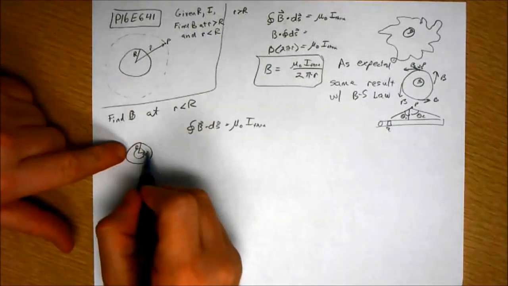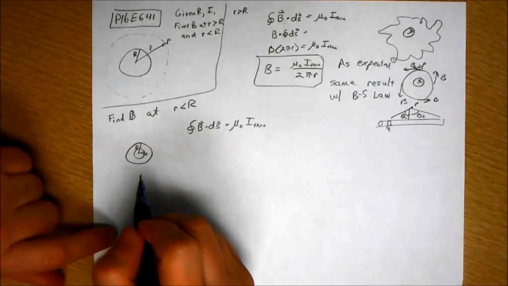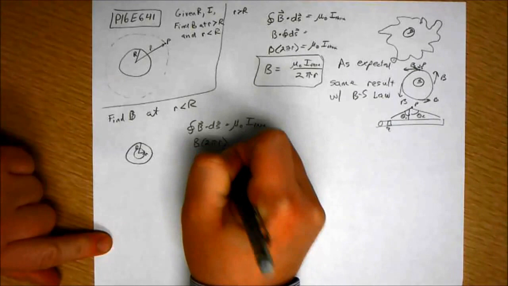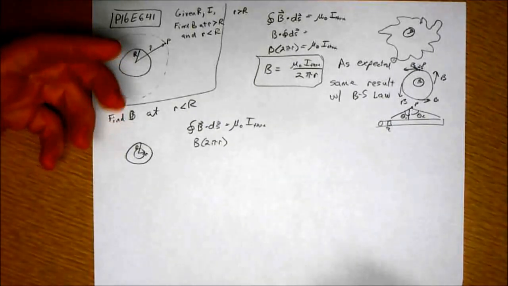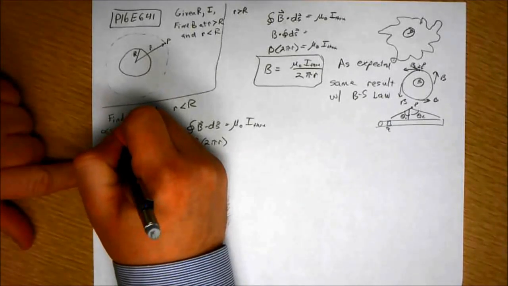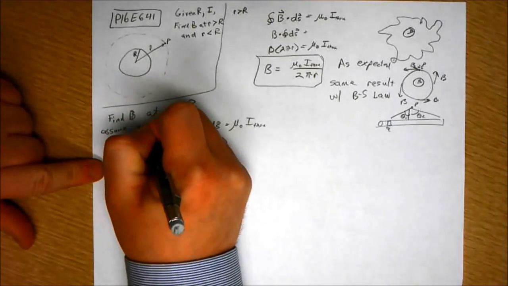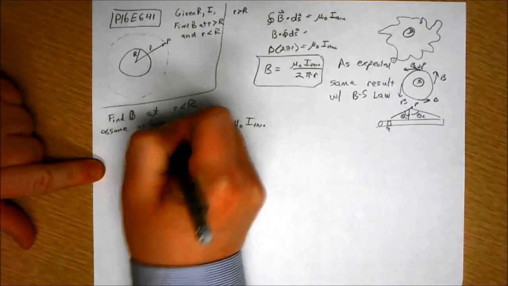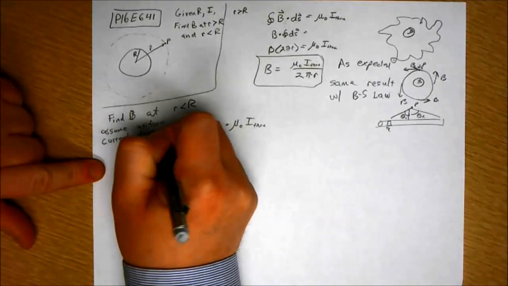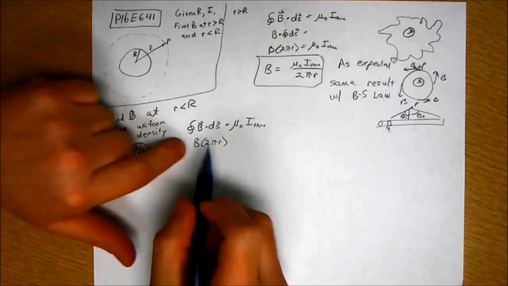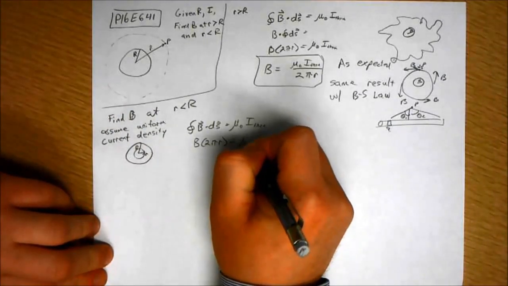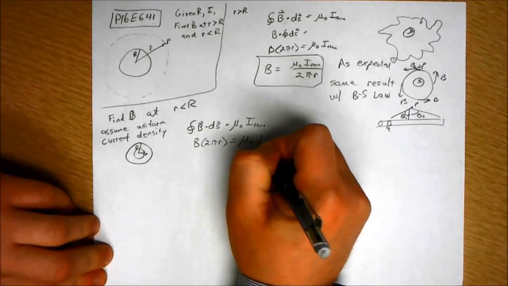Just like before, B is going to be constant all around, so we can say B times 2 pi r because of the symmetry, right? If the current density is uniform, let's assume uniform current density. So then we can say exactly like we did here, B times 2 pi r equals mu naught I through.